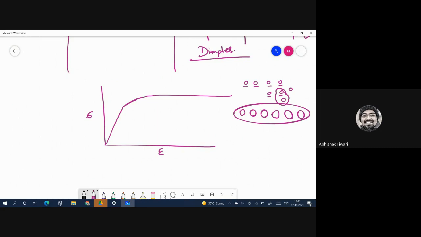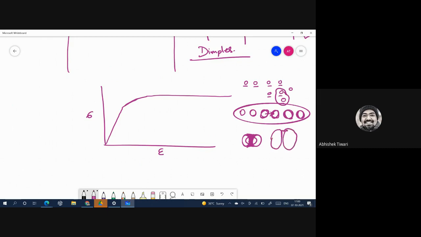And if you still keep on increasing the load, at some point the volume will be consumed by this size of voids, and then they will join together. If you look closely at this, these are two voids, right? And the material between them is like a tensile specimen. Can you imagine that? Can you see that happening? Locally, if you just look at this part, it is like a tensile specimen. Okay, so this is getting elongated and elongated.